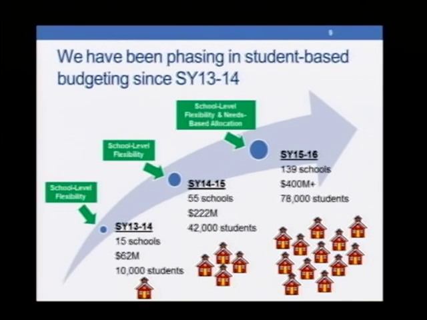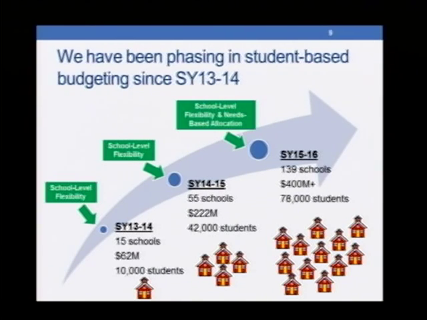It represented over $62 million that went out to schools, representing over 10,000 students in that process. And then this year we expanded it to 55 schools. So we currently have all of our middle schools, all of our high schools, plus 6 elementary schools that are headed up by network lead principals.